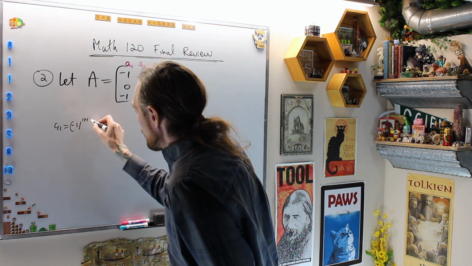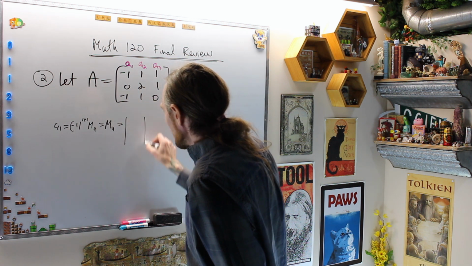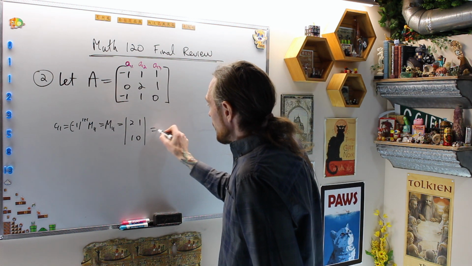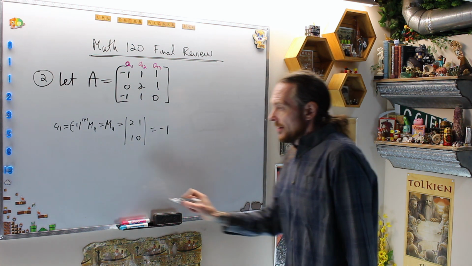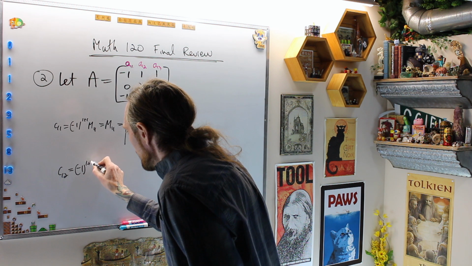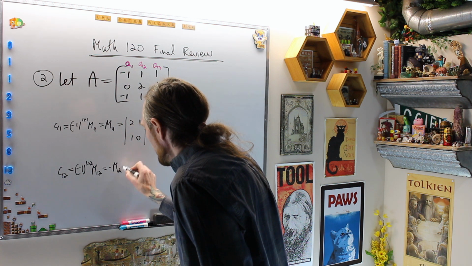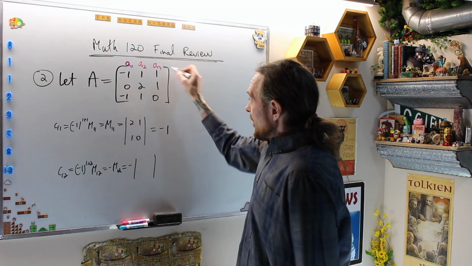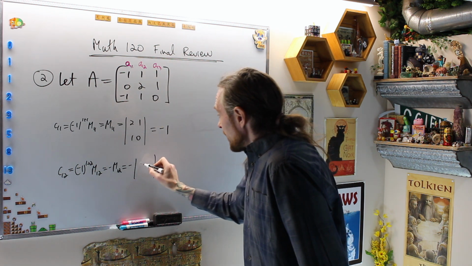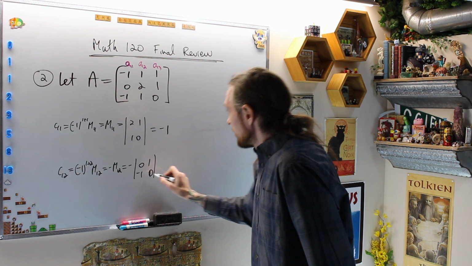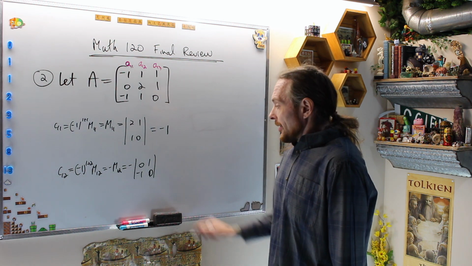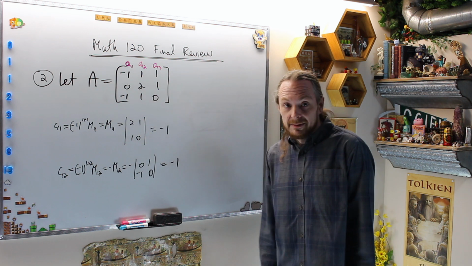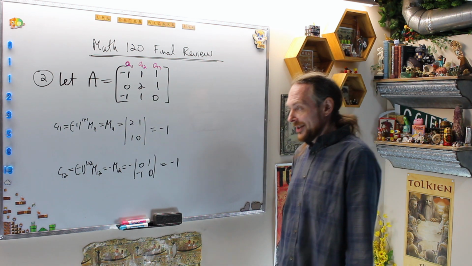C11 is negative 1 to the 1 plus 1, M11, which is equal to what? Obtained by blocking off row 1 and column 1: 2, 1, 1, 0, which is 0 minus 1, which is minus 1. C12 is equal to negative 1 to the 1 plus 2, M12, which is negative M12, which is equal to negative, obtained by blocking off row 1 and column 2, the 2 by 2 determinant with 0, 1, negative 1, 0. Minus, minus is plus, so we get negative 1. This is where I'm going to have to check after.